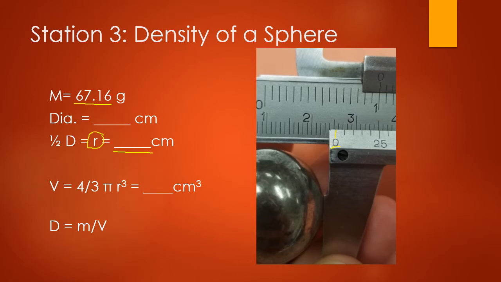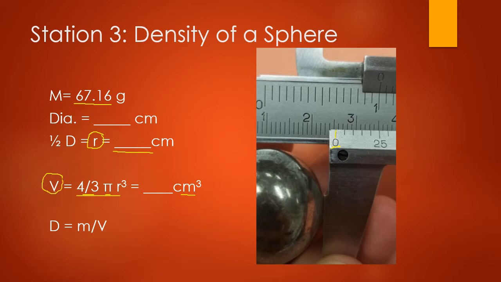So the reason we need the radius is because the equation to solve for the volume of a sphere is 4/3 pi r cubed. So you're going to take whatever you calculated for the radius, cube that value, multiply it by pi, and then multiply it by 4/3. This will then give you the volume in centimeters cubed.